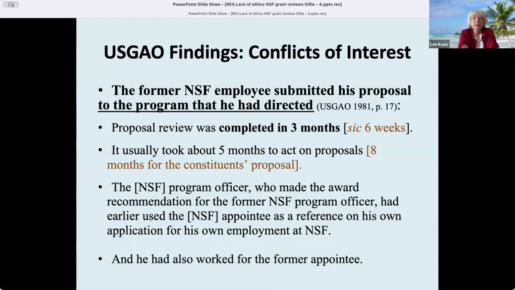The National Science Foundation program officer who made the award recommended for the former NSF program officer had earlier used the NSF appointee as a reference on his own application for his own employment at the National Science Foundation. And he had also worked for the former appointee. These were the findings from the USGAO.